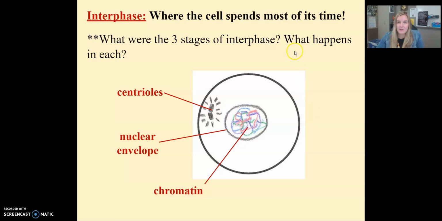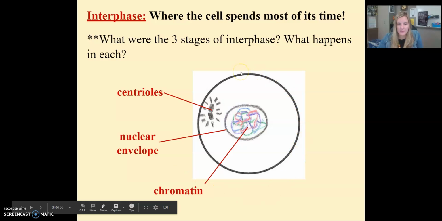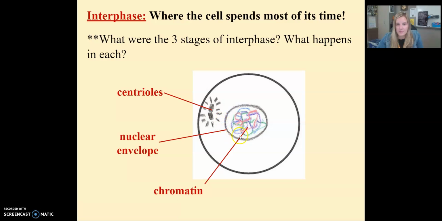So we remember interphase. This is where the cell spends most of its time. There are 3 stages, right? This is what interphase looks like within the cell. You have centrioles over here. You have a nuclear envelope still. The nucleus is still there. And then you have chromatin in the middle of the nucleus. It's not densely condensed into chromosomes yet.